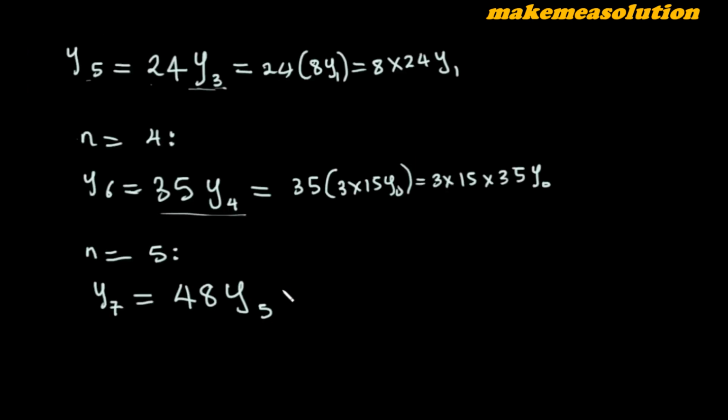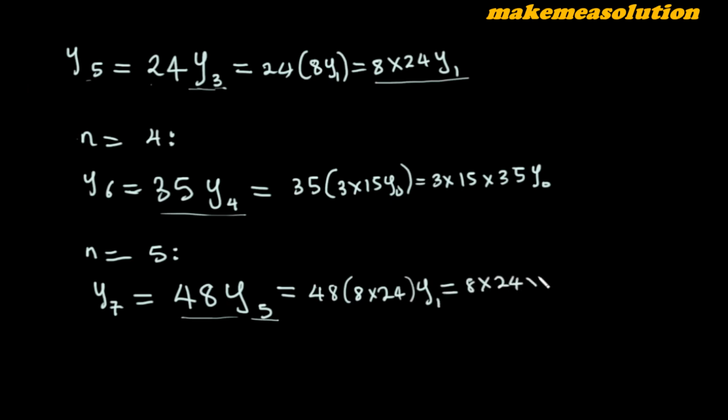Then finally we have 48y5. y5 has already been evaluated to this in terms of y1. So you have 48 and 8 times 24 y1, which gives me 8 times 24 times 48 y1. Now it makes sense because I discovered that anytime we are on 7, this last term is the product of the term below 7 and the term after 7. 6 times 8 is 48.